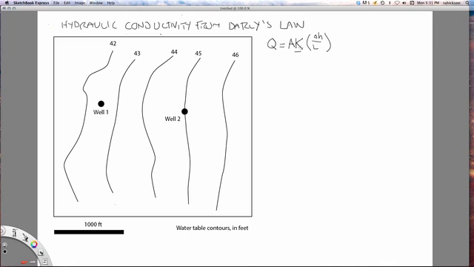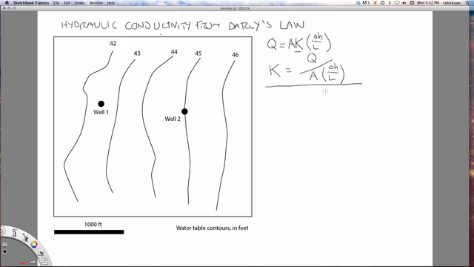So the first thing we want to do is rearrange this equation to solve for hydraulic conductivity. So we're just going to rearrange it so that K equals Q, right, the discharge, divided by cross-sectional area times the hydraulic gradient, right there, okay? So that's a different way of writing this exact same thing.